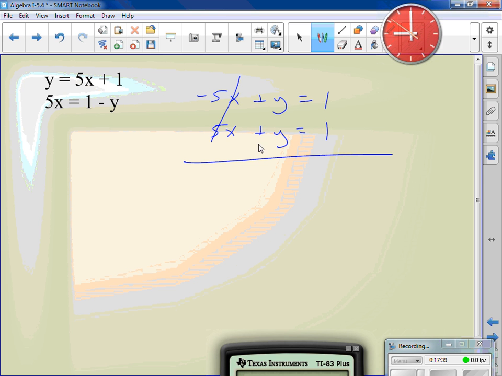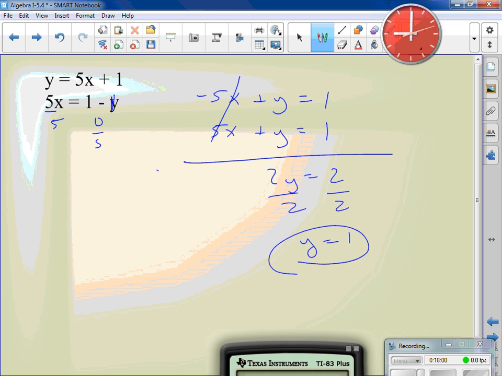What's 1y and 1y? 2y. 1 and 1 is 2. Divide by 2, divide by 2. Y is 1. I'm going to substitute in here. 1 minus 1 is 0. Divide by 5, divide by 5. X is 0. 0, 1, still same answer. Questions on this lesson?